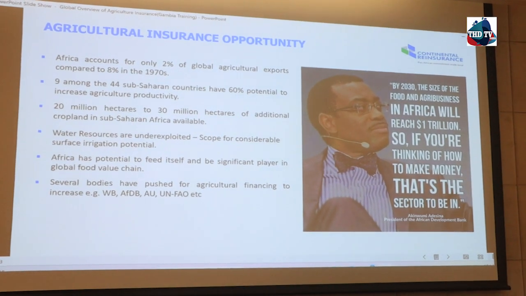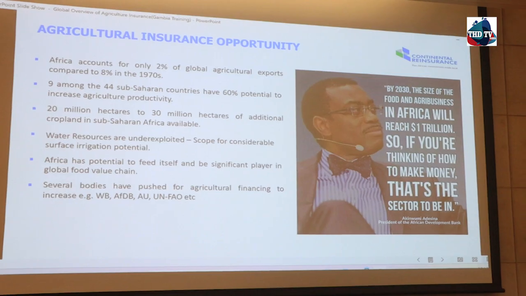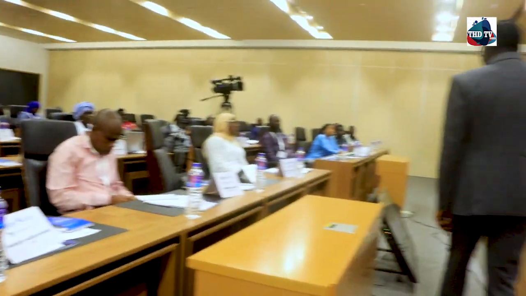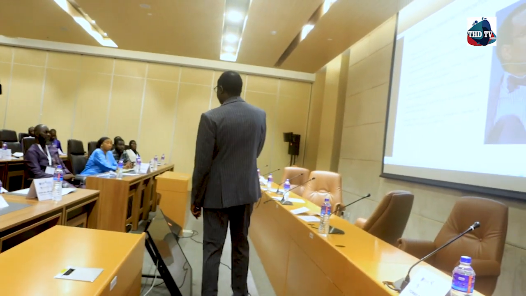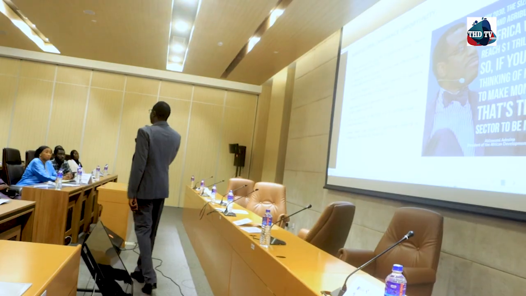According to Akinwumi Adesina, the former president of the African Development Bank, he said that by 2030, the size of food and agribusiness in Africa will reach $1 trillion. So, if you are thinking of how to make money, that is a sector to be in. This statement emanated from the mouth of a celebrated African. He has the data, he has been around the world, he has seen it all. And this is what he said.